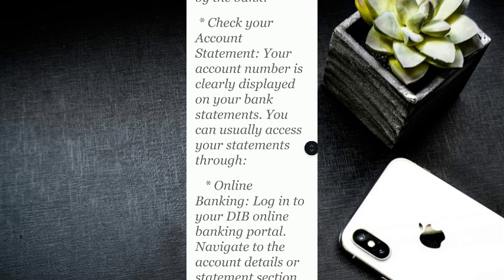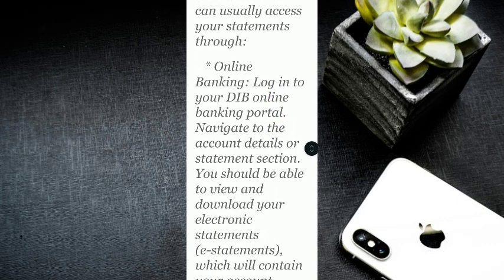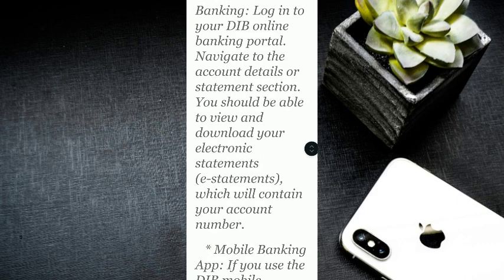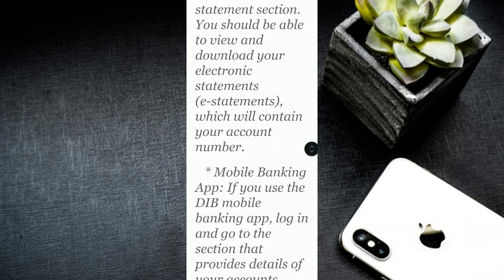You can easily access your statements through online banking. Simply log into your DIB online banking portal, navigate to the account details or statement section. You should be able to view and download the electronic statements. It is called e-statements, which will contain your account number.